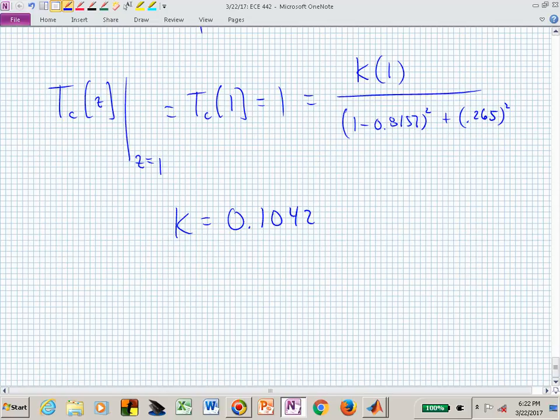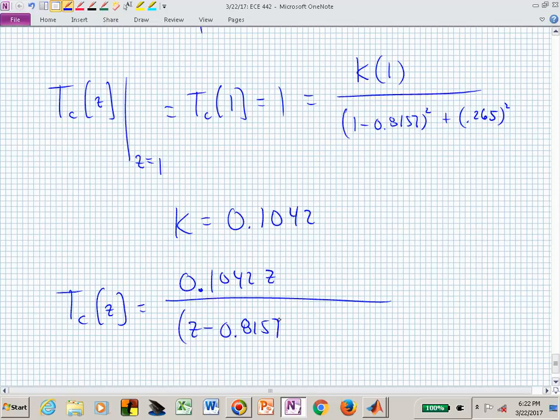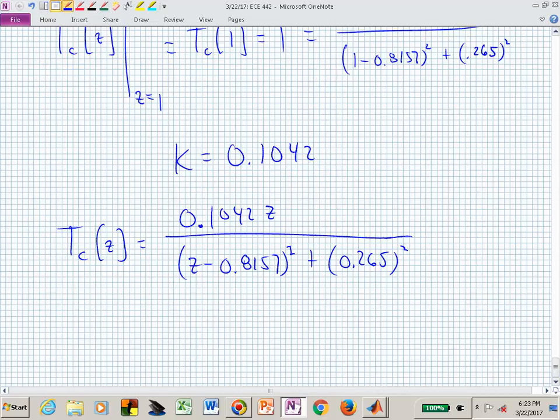We wanted a DC gain of 1. That forced the value of our transfer function, T sub c, at z equal to 1. I wanted to pick k so that the whole thing ends up being equal to 1. This now assures that. I now have my desired transfer function. It's got a k of 0.1042 z over z minus 0.8157 squared plus 0.265 squared. And you're going, yeah, really.